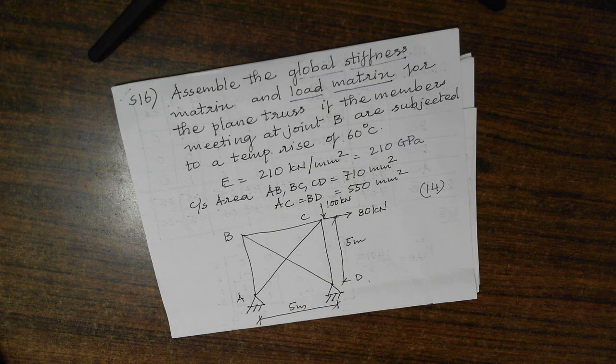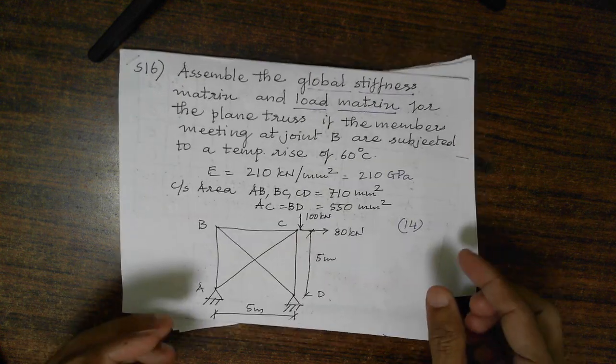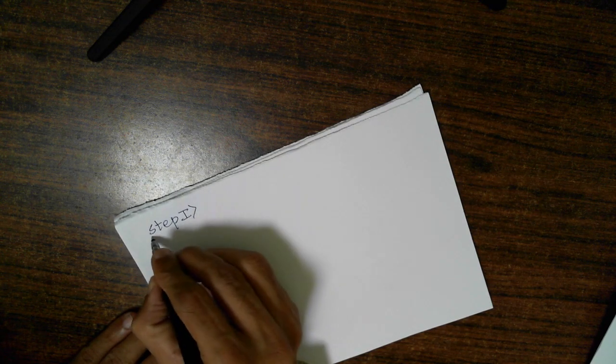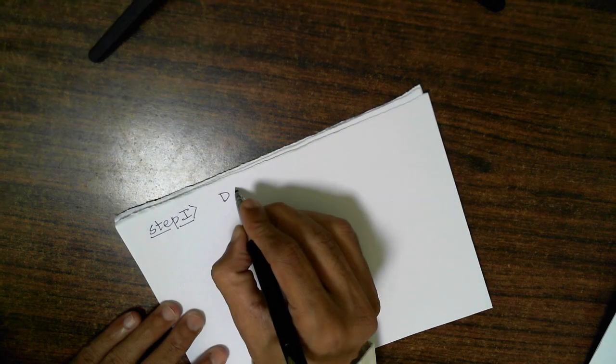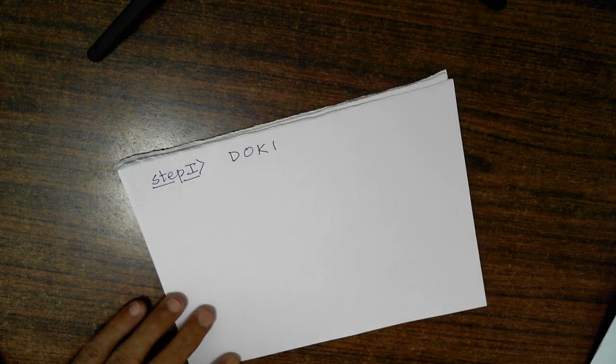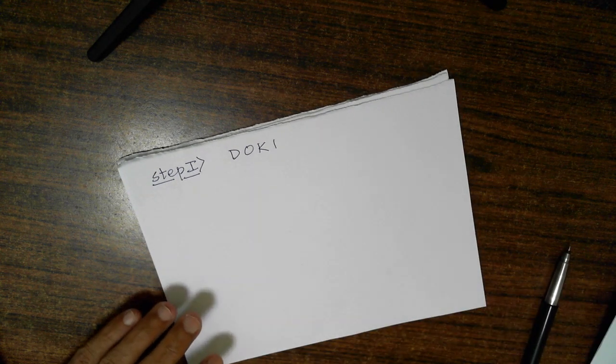So today we will proceed further in our discussion for analysis of a plane truss using temperature stresses. Step 1 is nothing but the degree of kinematic indeterminacy of the structure.